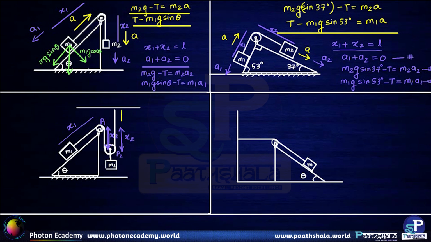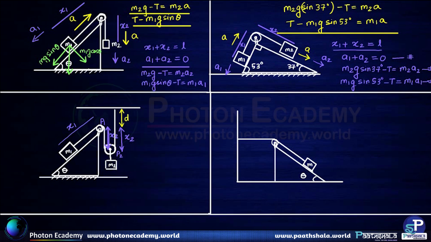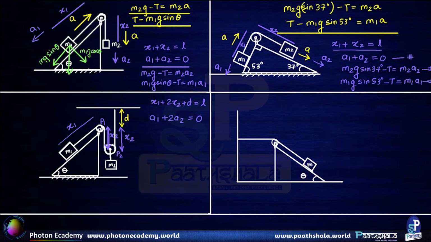Also, while writing that down, we realize that this particular distance d happens to be a constant. So the length of the string that passes over both the pulleys is nothing but x1 plus 2x2 plus d. This happens to be the length of the string. If you double differentiate this, then we get a1 plus 2a2 equal to 0. So this particular equation is the constraint motion relationship between the two accelerations.